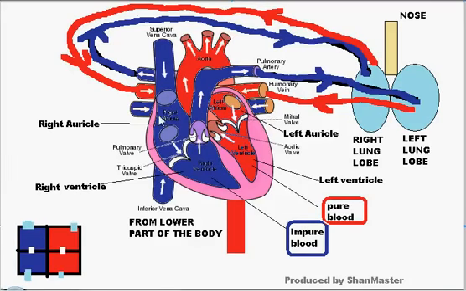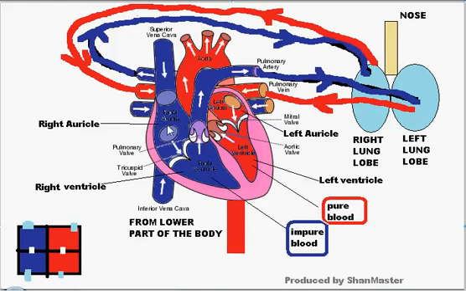The 2 chambers at the top are called auricles: right auricle, left auricle. The 2 at the bottom are called ventricles: left ventricle, right ventricle. You see the right side of the heart is dealing with blue color blood. Blue color blood is called impure blood. And the left side of the heart is dealing with red color blood, which is pure blood. Oxygenated blood is pure blood. Carbonated blood is called impure blood.